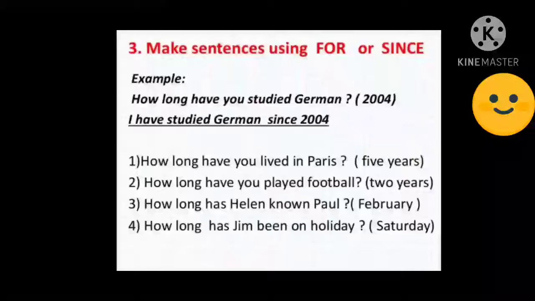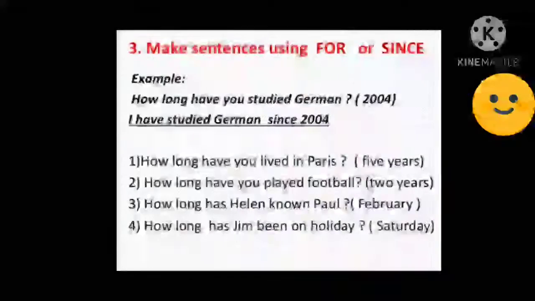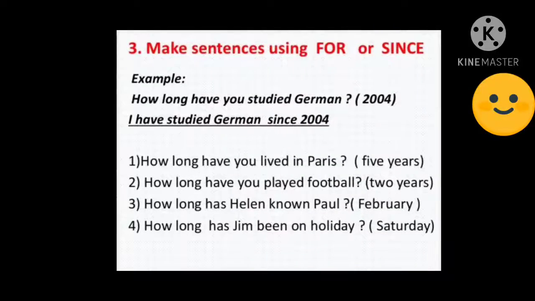How long have you played football? 2 years. Again the duration of the time, length of the time is given. So for. I have played football for 2 years. How long has Helen known Paul? February. Only the point of time is given. Before month names use since. Helen has known Paul since February. How long has Jim been on holiday? Saturday. Again the name of the day is given. So since, point of time. So Jim has been on holiday since Saturday.